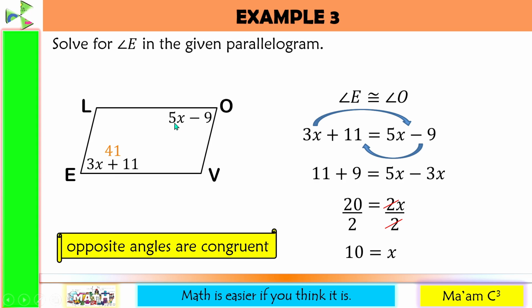Substitute 10 here. 5 times 10 is 50. 50 minus 9 is 41. Indeed, angle E is congruent with angle O. Therefore, our answer is angle E equals 41 degrees.